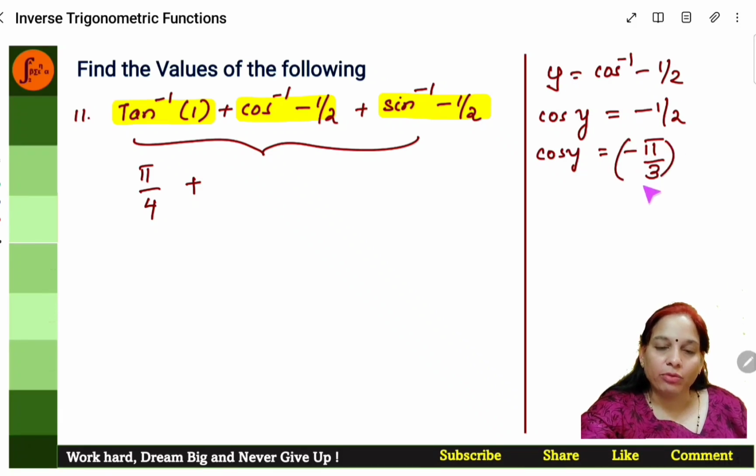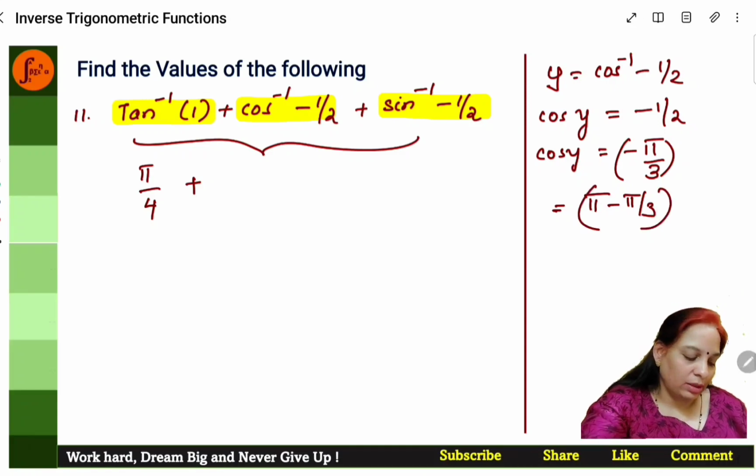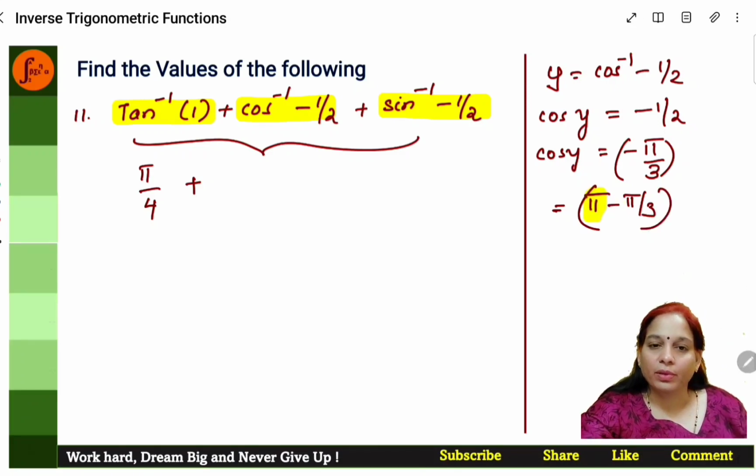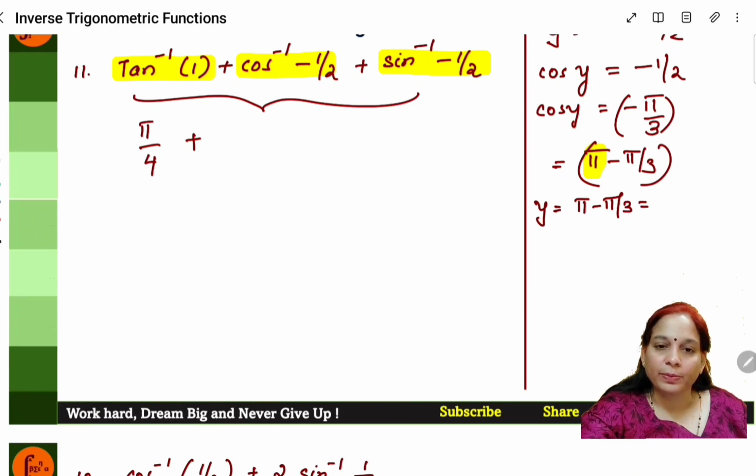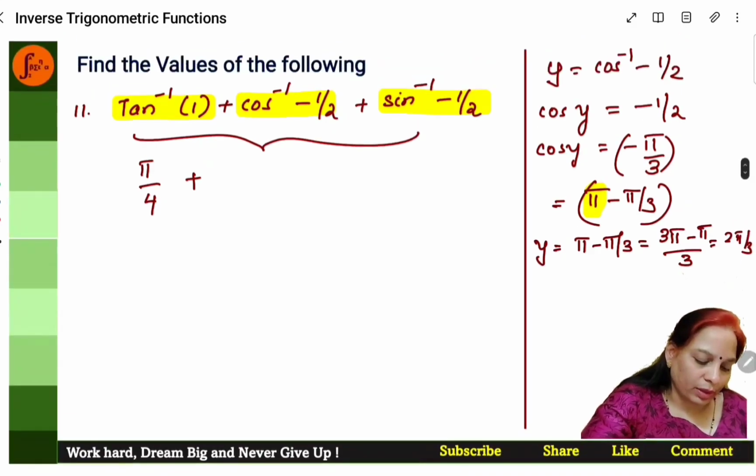But you have a negative value, so what we will do, we'll put pi minus pi by 3. We'll subtract it from 180 degrees. So you'll get y is equal to pi minus pi by 3, which is nothing but, take the LCM, 3 pi minus pi by 3, which is 2 pi by 3. So we'll write 2 pi by 3 here.